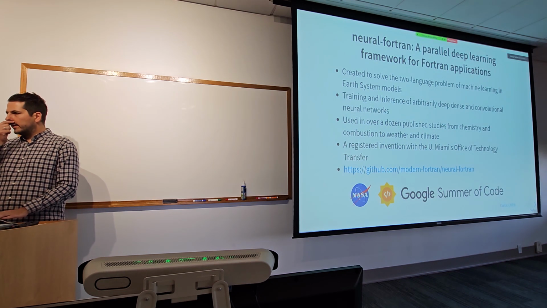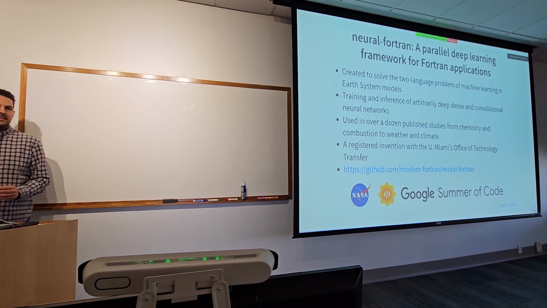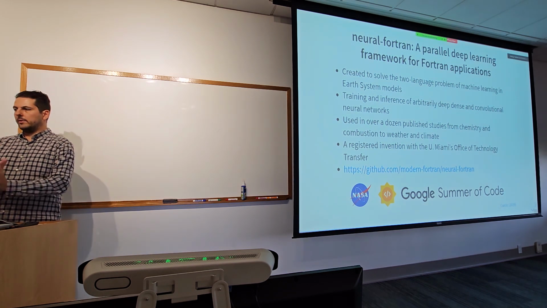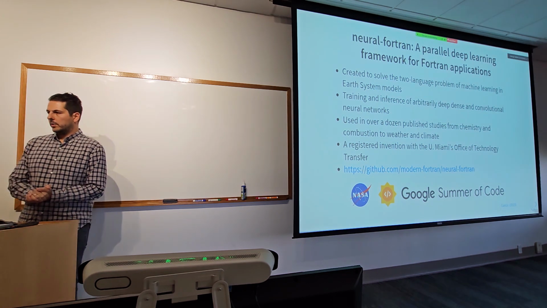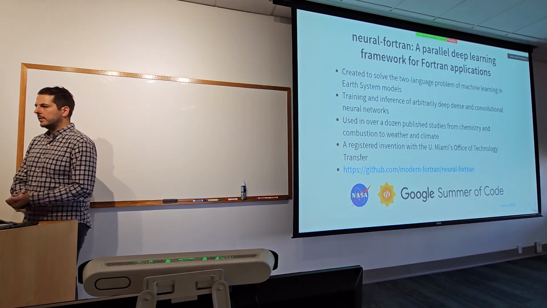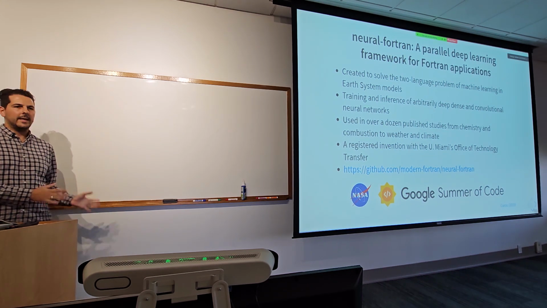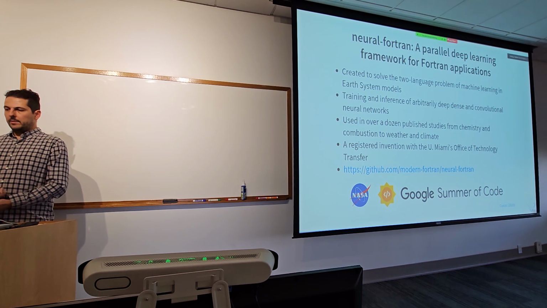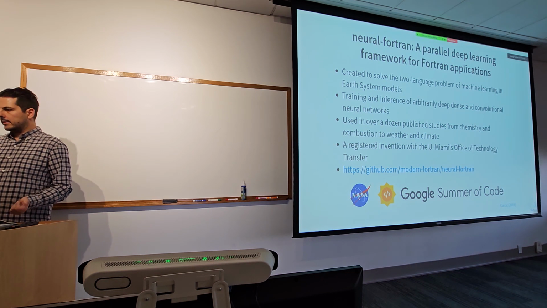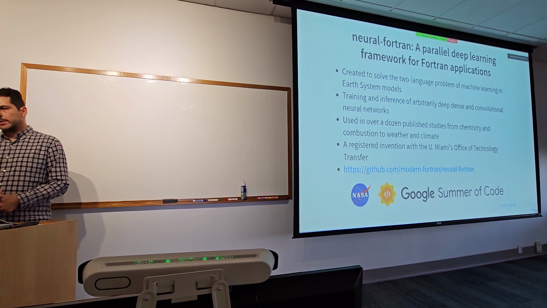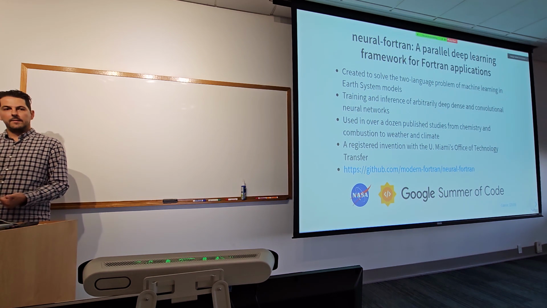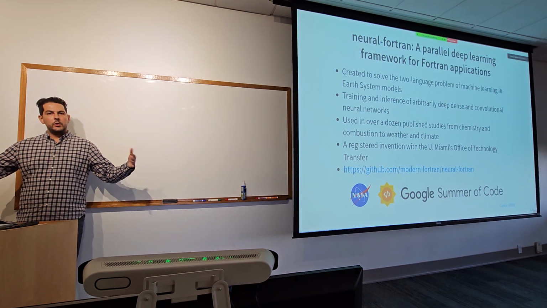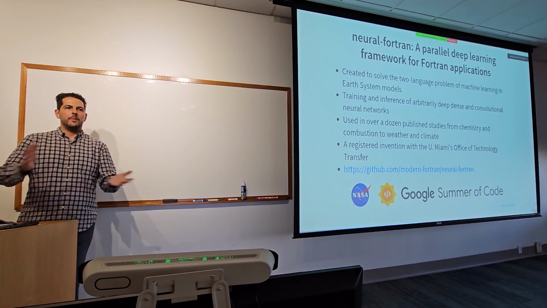So to solve this, I created neural Fortran, which is a parallel deep learning framework for Fortran applications. It can do both training and inference, for arbitrarily deep, dense and convolutional networks, and it already has a track record. It's been used in over a dozen published studies to accelerate models from chemistry, combustion, weather, and climate. And it's been supported in part by a small grant from NASA Goddard, and also we just got a student intern contributor funded by Google Summer of Code program, which basically funds newcomers to the open source world to contribute on a project and learn.